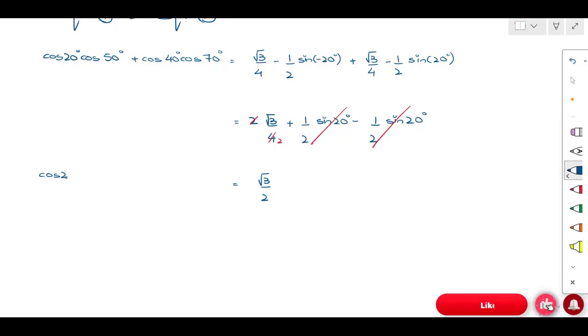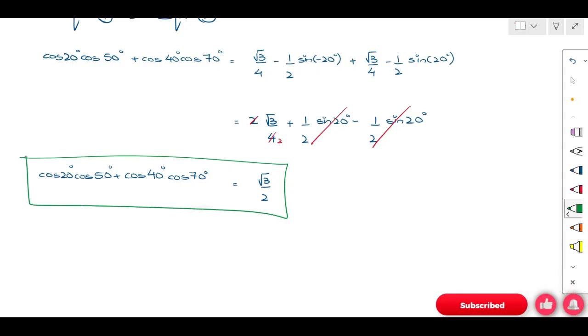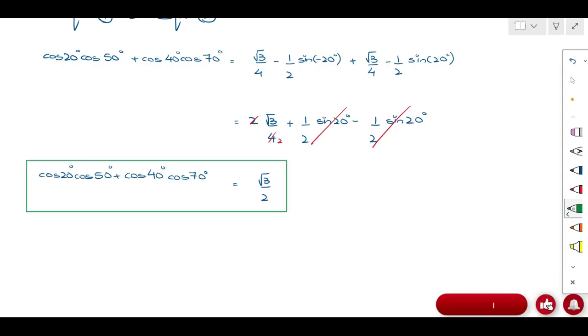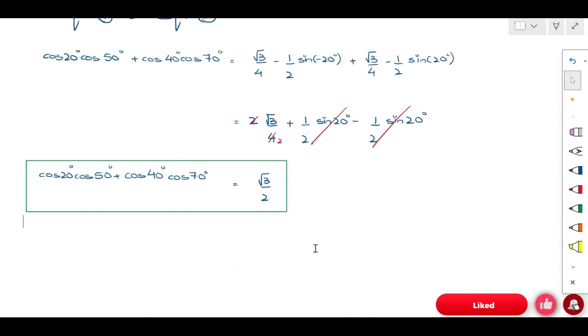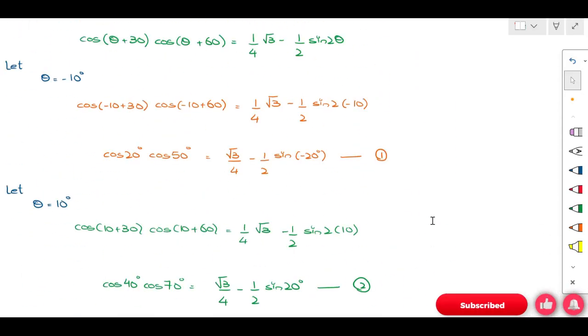So cos 20 cos 50 and its sum with cos 40 cos 70 is equal to square root of 3 by 2. So we just needed to show that, okay, so we have done that. The exact value of this expression is square root of 3 by 2. Right. So that was the last question of our paper.